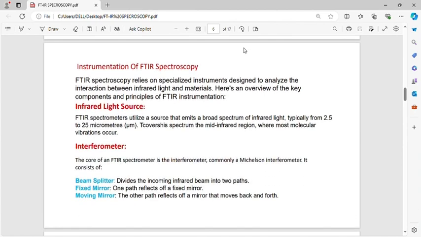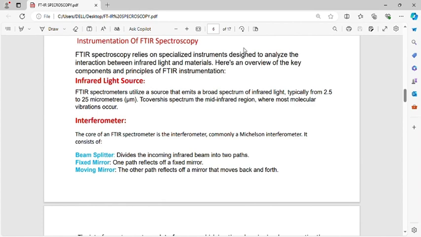Next, I discuss the instrumentation of FTIR spectroscopy. FTIR spectroscopy relies on specialized instrumentation designed to analyze the interaction between infrared light and material. Here's an overview of the key components of FTIR instrumentation. Infrared light source. An FTIR spectrometer utilizes a source that emits a broad spectrum of infrared light, typically from 2.5 to 25 micrometers, covering the mid-infrared region where most molecular vibrations occur.